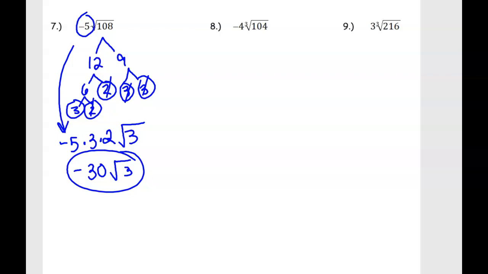Okay, for number 8, the first thing I notice about number 8 is, well, one, we've got a negative 4 outside, so I don't want to forget about that. So I'm going to bring that down to the bottom. Okay, the other thing I notice is my index is a 3, so I am looking for triples here. Okay, this is really important.